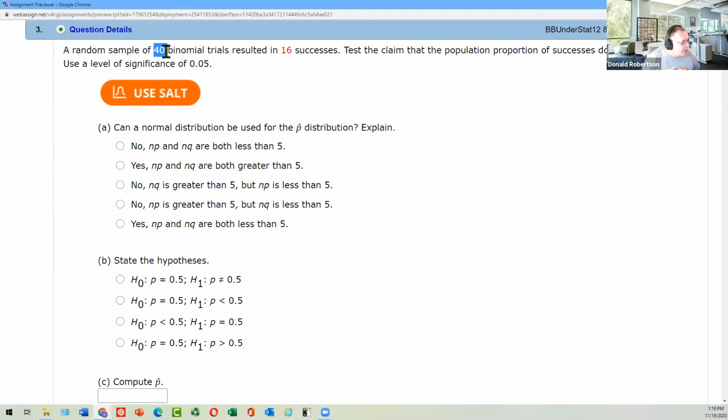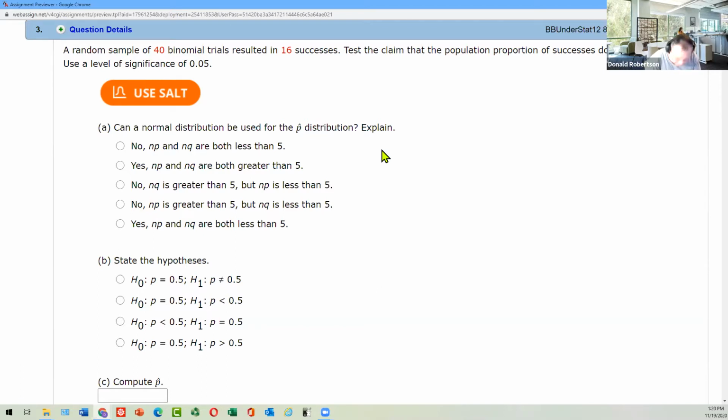You did 40 trials. They're called binomial. Binomial just means there's only a yes or a no, right? So you did 40 trials, 16 successes. Tested claim that the proportion of successes does not equal 50. Okay, so I'm writing that number down because it'll disappear in a second.